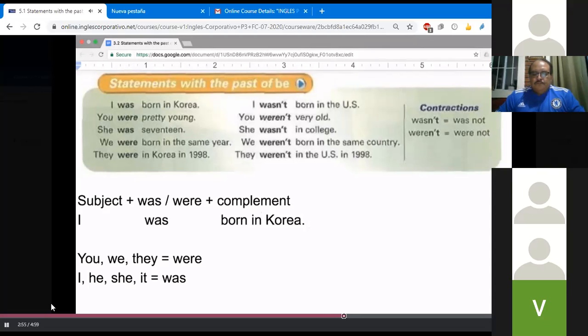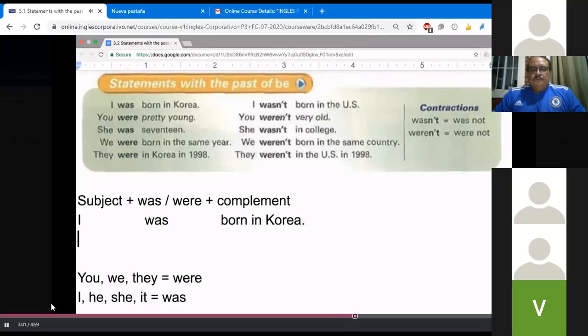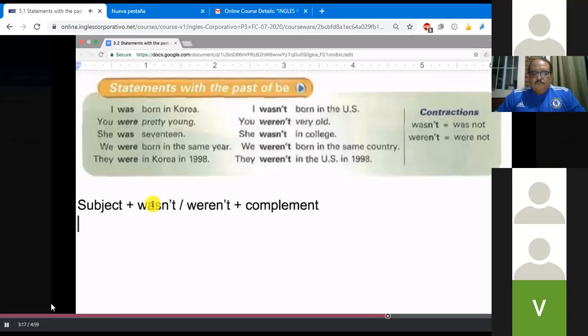Let's do one more example. We were born in the same year. First, we need to add a subject, we. Then we will use the verb to be in the past, were. Finally, we will include a complement, born in the same year. Now, let's talk about making negative statements in the past with be. We can follow this formula to form negative statements in the past with be. Subject plus wasn't or weren't plus complement.